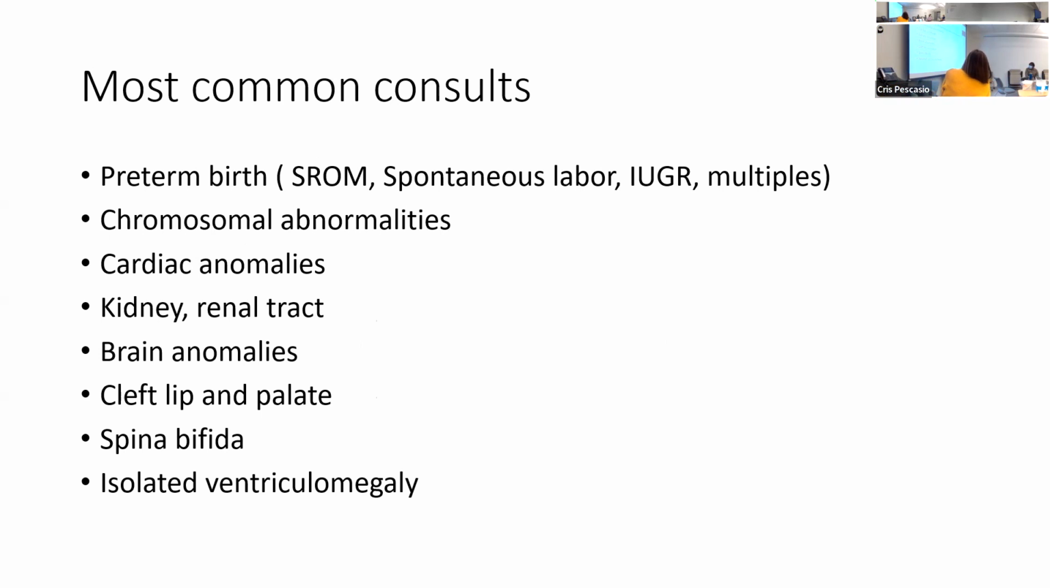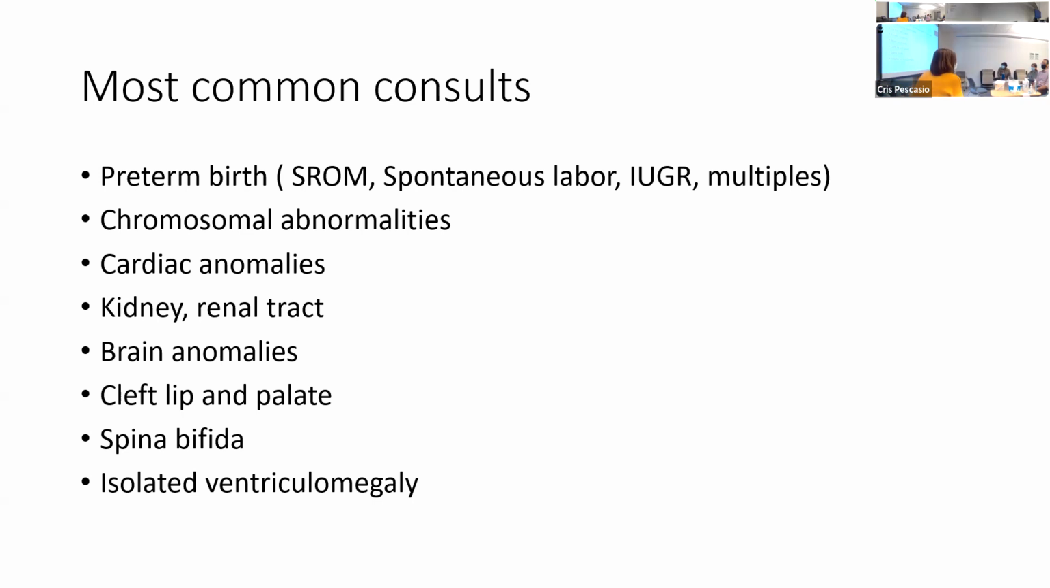Spontaneous rupture of membranes, spontaneous labor, IUGR, multiples, so they are at risk. Some of them, let's say spontaneous rupture of membranes, are not contracting, but they are at risk of delivery soon, so they call us to advise the family and to have a plan.